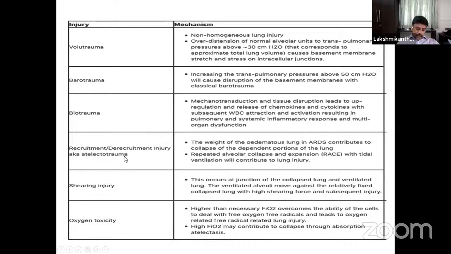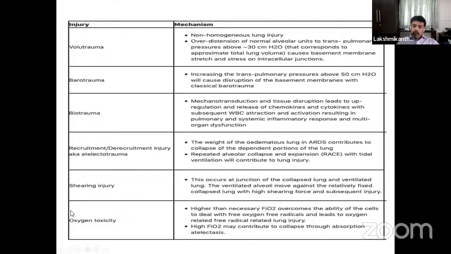The next thing is your atelectrauma. As we all know, the lung completely collapses at the end of expiration in these ARDS patients. And every time it completely collapses, more work is needed to open up this lung, and more work is needed to keep the lung open at the end of expiration. The repeated alveolar collapse and expansion with the tidal volume will definitely cause further injury, and it can contribute to further lung injuries.